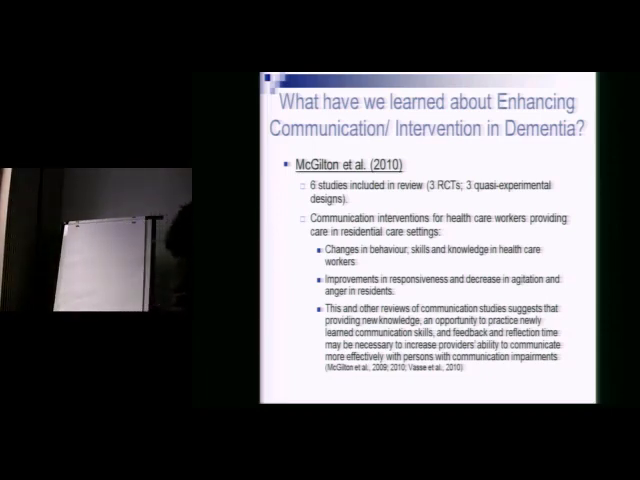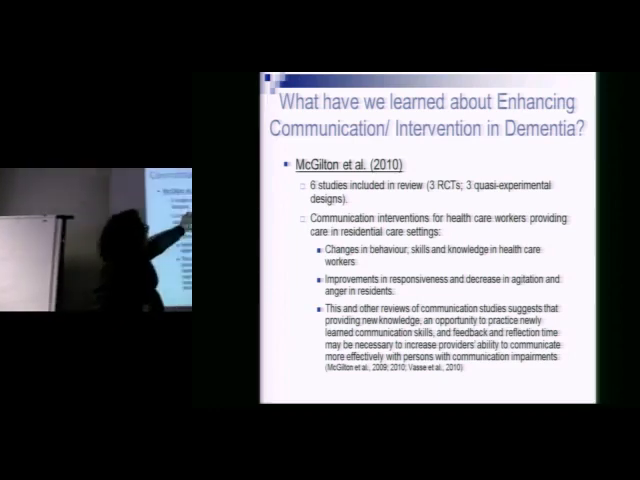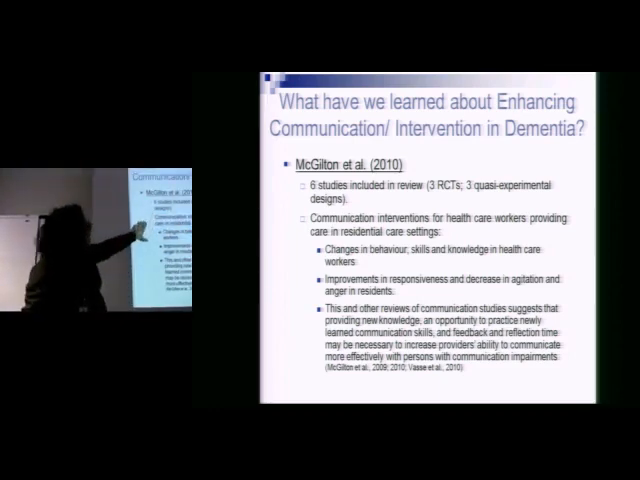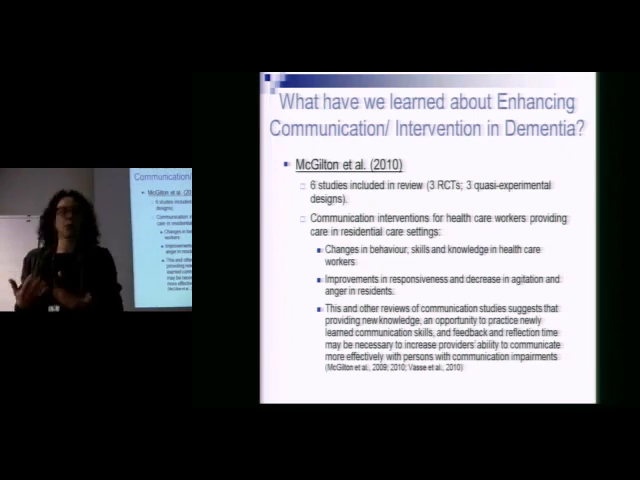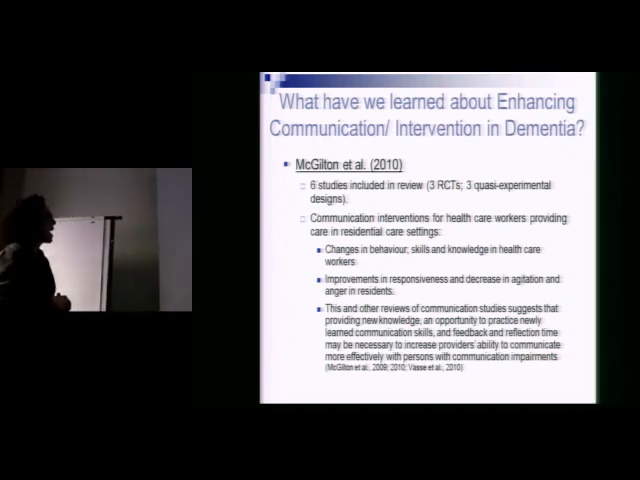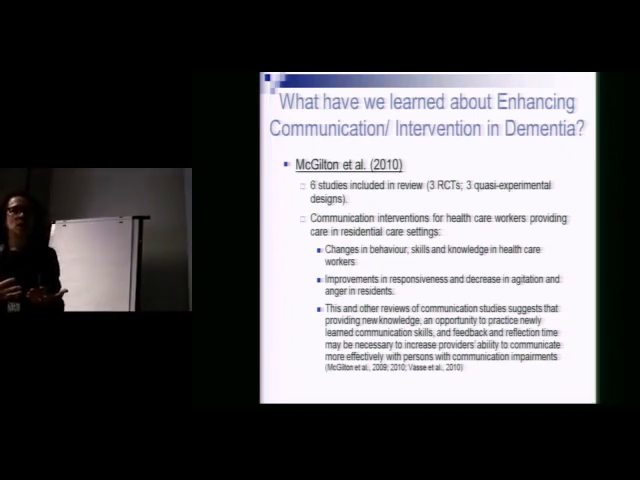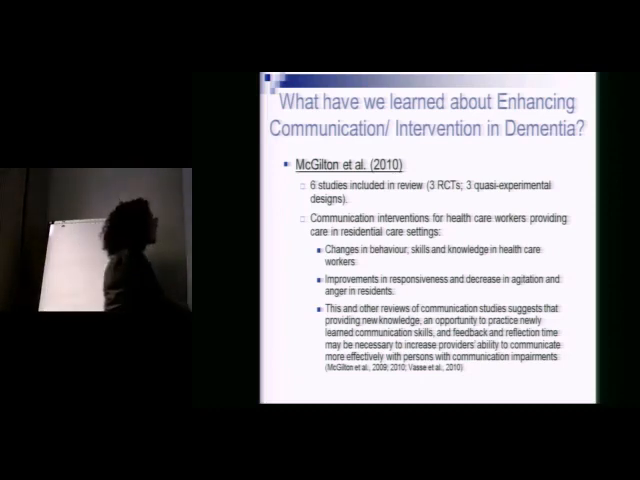It wasn't an RCT, it was a systematic review. The point was to look at the literature and see what the effect was of interventions for healthcare workers who were providing care in residential care settings. And what were the outcomes of those studies? What were the studies and what were the outcomes?